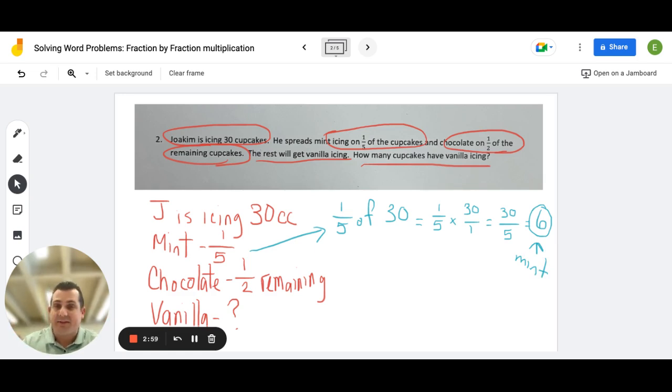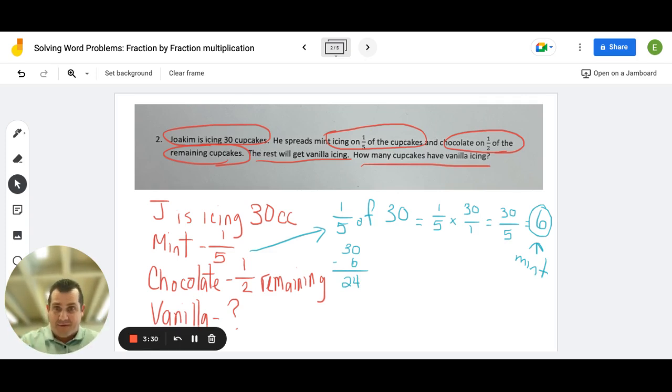The next thing it says, that was mint, is the chocolate. So 1/2 of the remaining cupcakes are going to be chocolate. Well, how many cupcakes are remaining? Well, we had 30 cupcakes, right? 6 of them are mint. So I'm going to subtract 30 minus 6. And 30 minus 6 is going to give you 24. All right, so there are 24 remaining cupcakes.